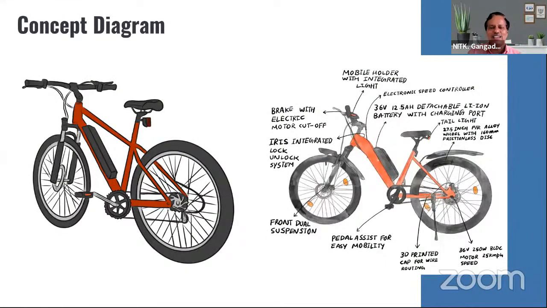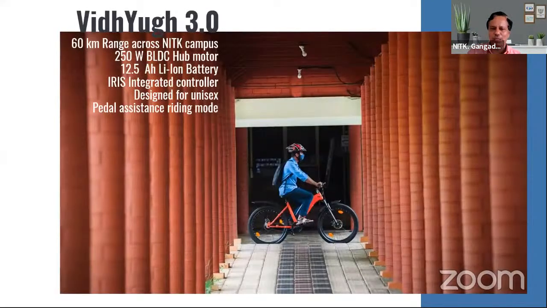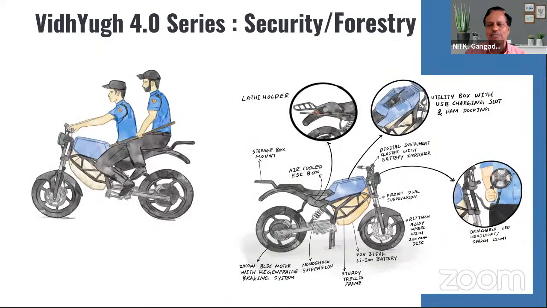Then this is the last one which we showed you in the picture, how the concept diagrams were made, and this is the final product. We call it Video 3. It is a pedal assisted riding mode. You can also use pedaling, and this is what we are looking for to make. We have made one for the security, and once we made one, we also got some requests from forestry to try out some designs for forestry.